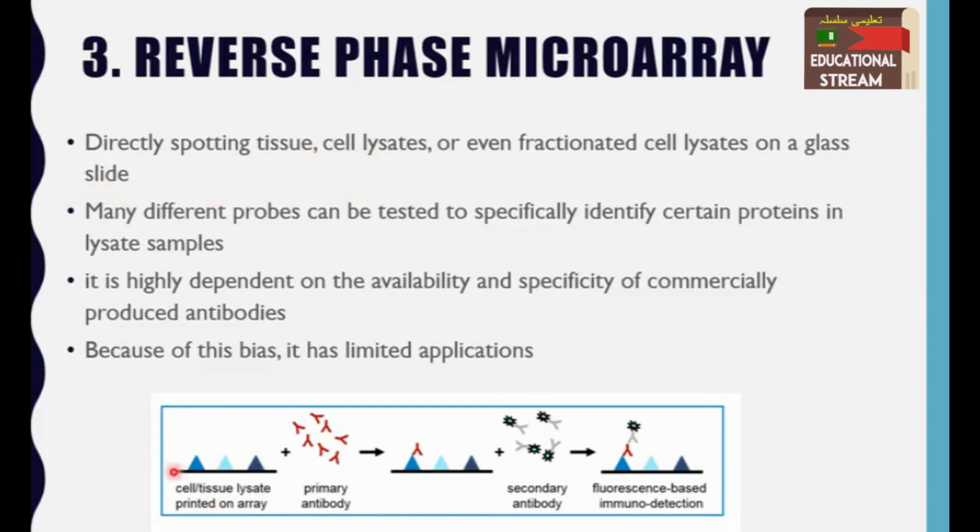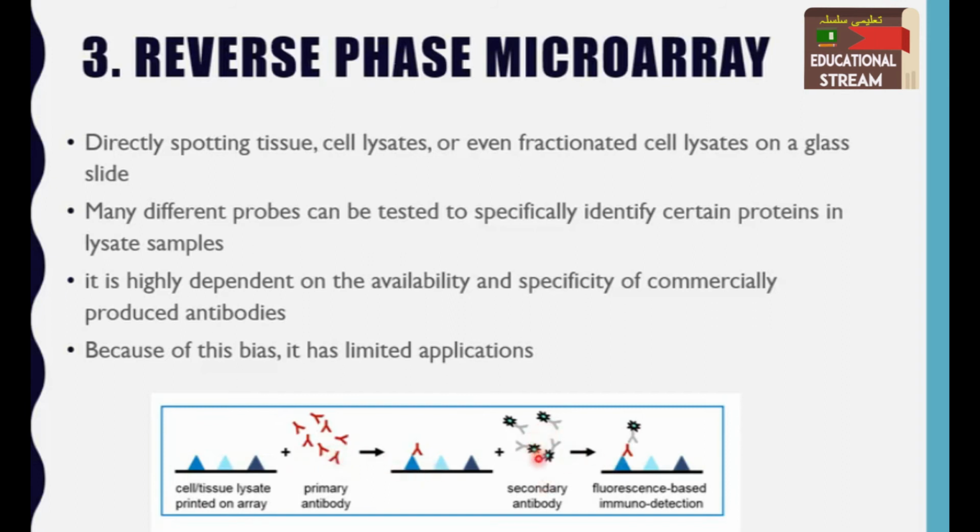In the first step, we will spot the tissue or the cell lysate or the fractions of the cell lysate on a glass slide, and then the primary antibody is added. This antibody is specific to any one of the proteins present in the cell lysate. For instance, as you can see over here, this is specific to this blue color protein, so this primary antibody will interact with this blue color protein. Now we have not labeled this primary antibody, because for its specific detection we will use the secondary antibody.